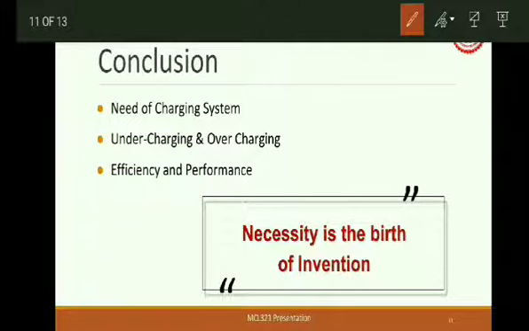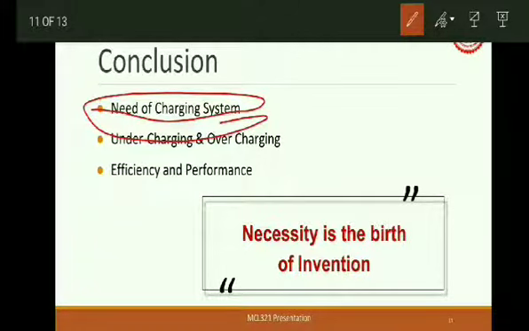Now let's focus on the conclusion. The conclusion is that every car needs a charging system. There's undercharging and overcharging that happens, which the user should understand, and when it is not working properly, then the battery should be replaced before the user is not able to run the car.